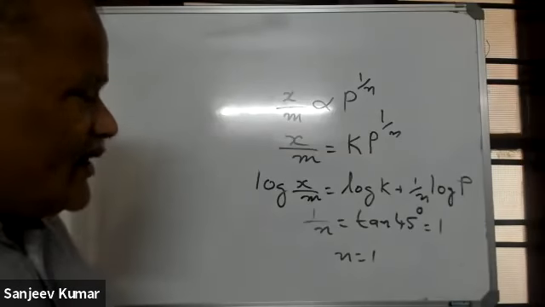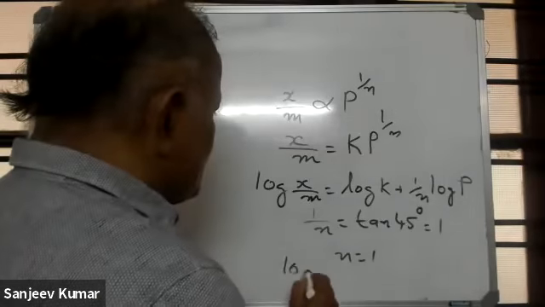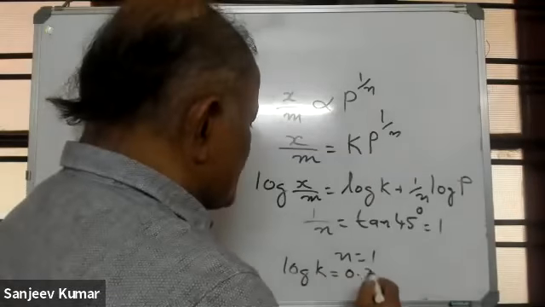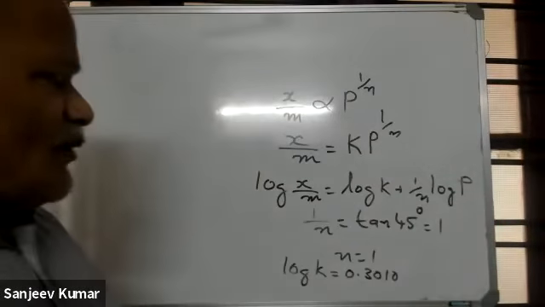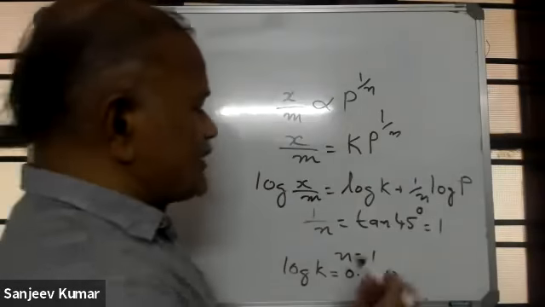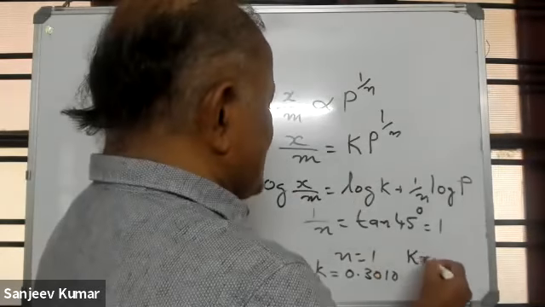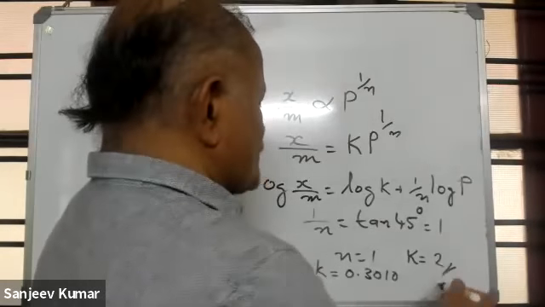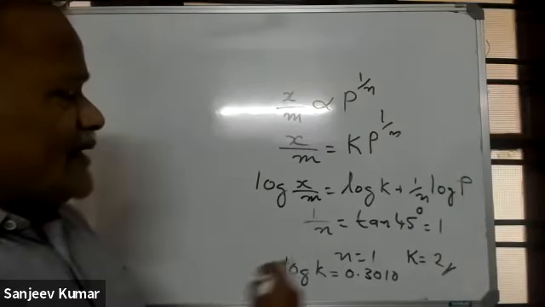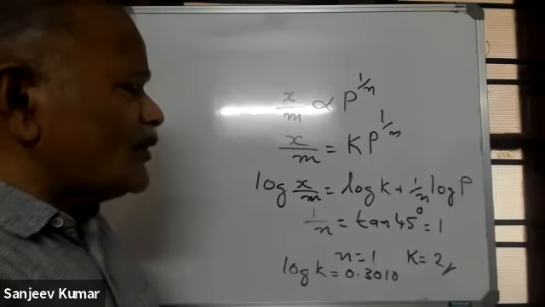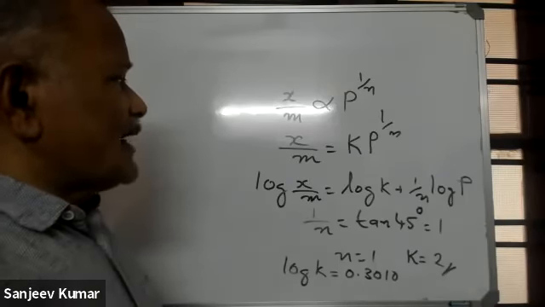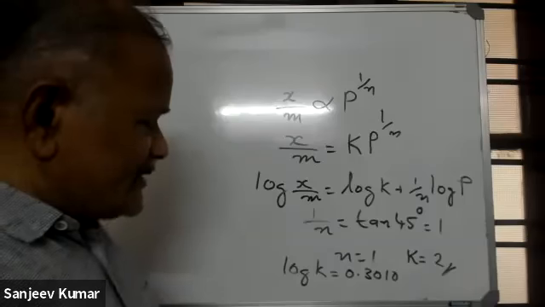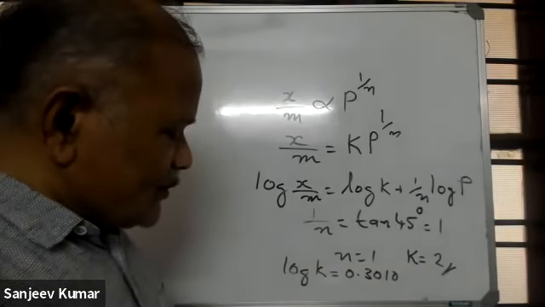Therefore log k is equal to 0.3010. Now what is k? Antilog of 0.3010 is equal to 2, because log 2 is equal to 0.3010. Therefore n is equal to 1 as well as k is equal to 2.